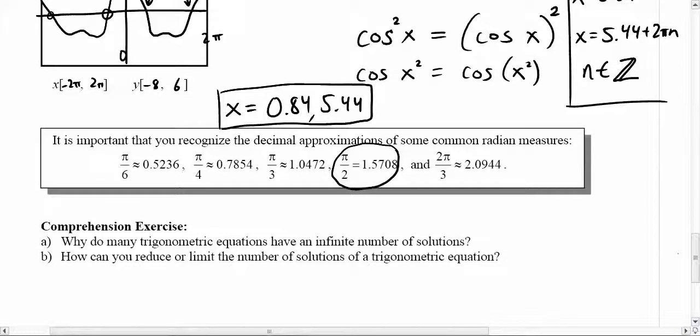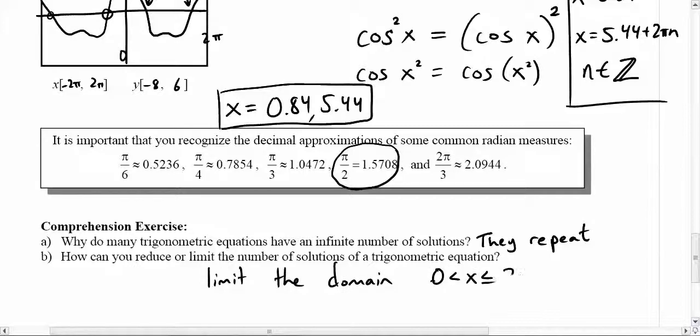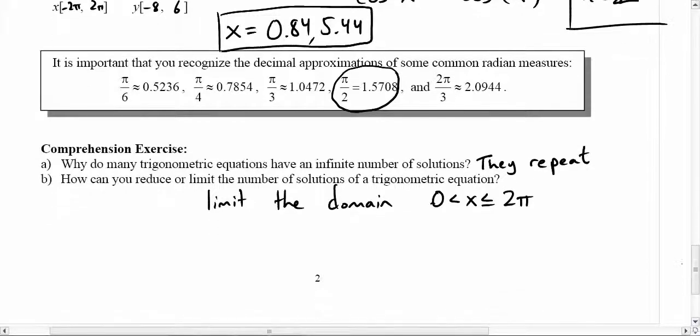So why do so many trig equations have an infinite number of solutions? Whenever we did polynomials, we only had like 1 or 2 answers, or maximum 6 maybe. And now we're having so many. Why is that? Yeah, it goes infinitely from side to side instead of just infinitely upwards or downwards. They repeat, because they have that period, that repetition. How can you reduce or limit the number of solutions so you don't have to say them all? Limit the domain. And that's why a lot of questions will ask you, what are the answers from 0 to 2 pi? So that you don't have to say all the infinitely many solutions.